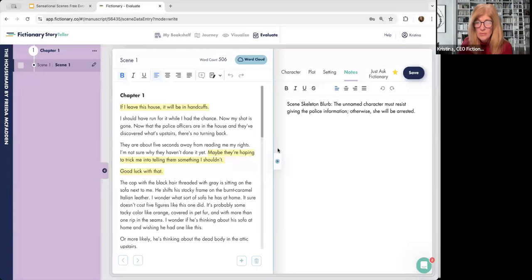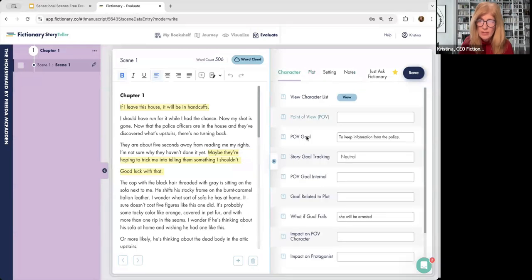So why? What's the crime? Where are they? There's so many questions here that it leaves it nice there. We don't even know who the character is, and we don't know who the character is through the entire scene. So we look at the point of view goal, and here, maybe they're hoping to trick me into telling them something I shouldn't know. So in this case, she's sitting with the police, they're interrogating her, and she's thinking, don't tell them anything, right? So good luck with that, is her thinking, I'm going to say the wrong thing and I'm going to get arrested.